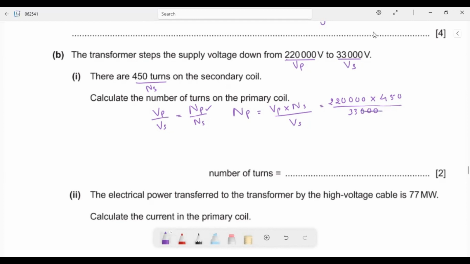So we can cancel these. 11, it is 3 times. This one will be 20 times. This can be cancelled like this. 1, 1, 5, 50. So by multiplying these two, 2 into 15, that is 30, that is 3,000. So the number of turns in the primary will be 3,000.